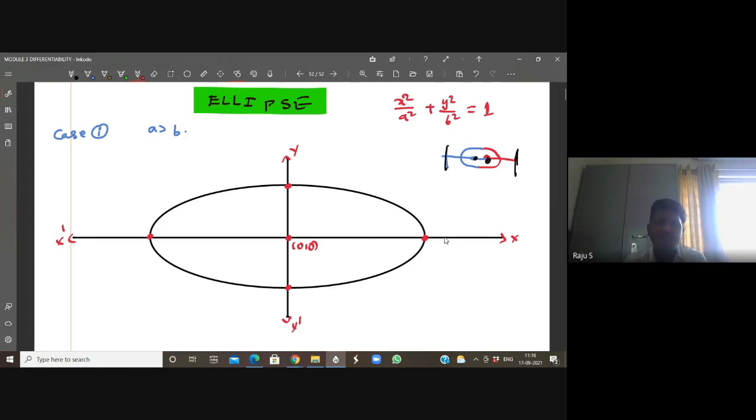Why should we take the x-axis as the major axis here? Very simple. What is the condition I have taken here? A greater than b. Where is a? The denominator of x square is a square here, so we can consider the x-axis as the major axis. Since the x-axis is the major axis, there exist two foci. If I consider the left-hand parabola, which opens leftwards, it has some focus. I'm taking it as S.